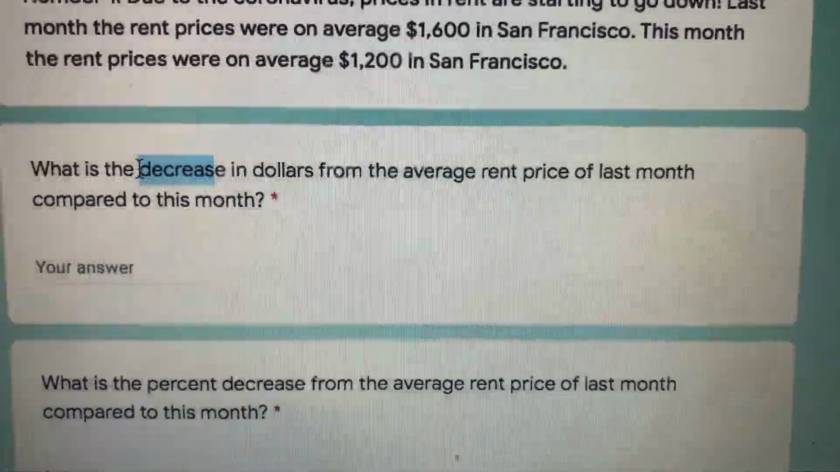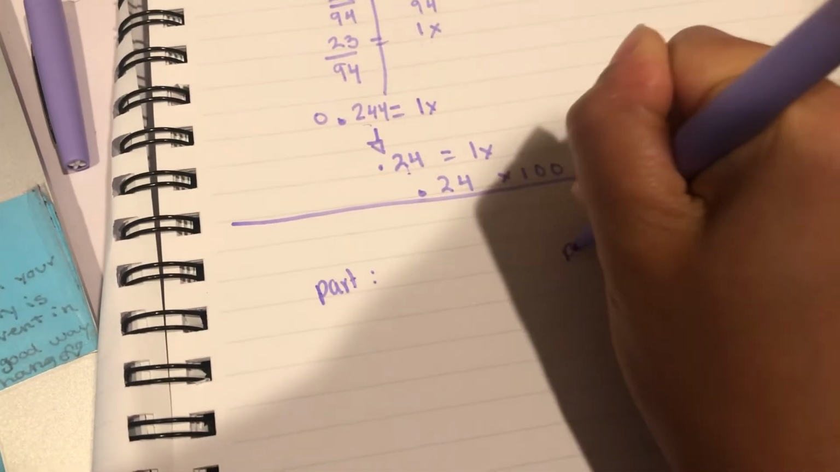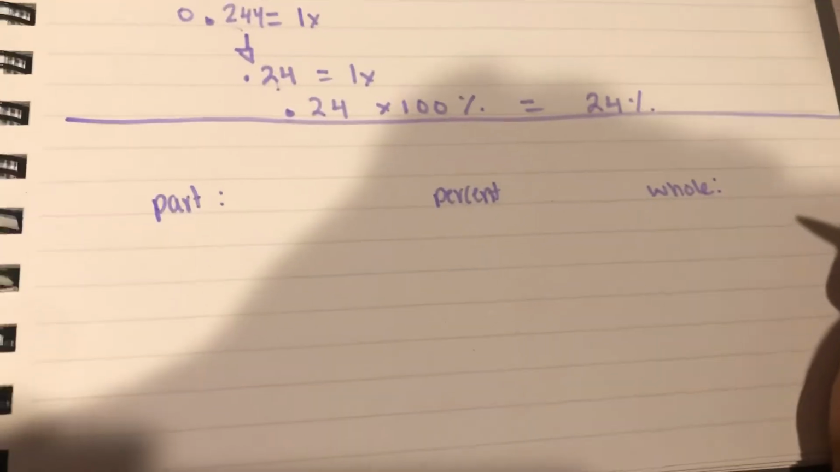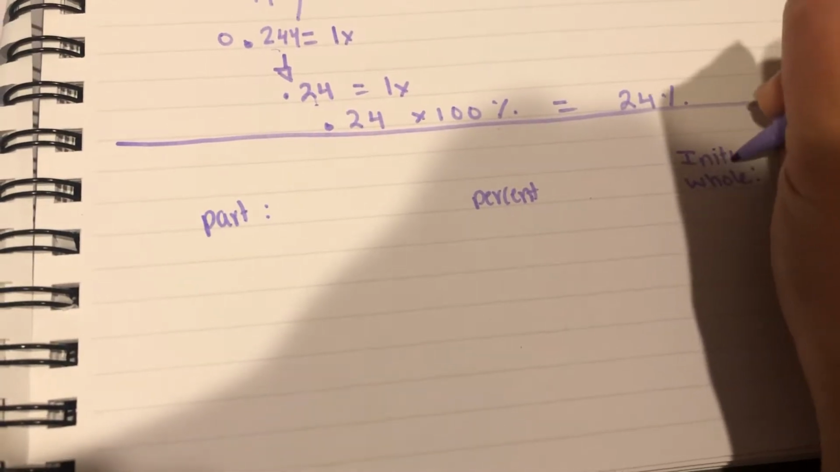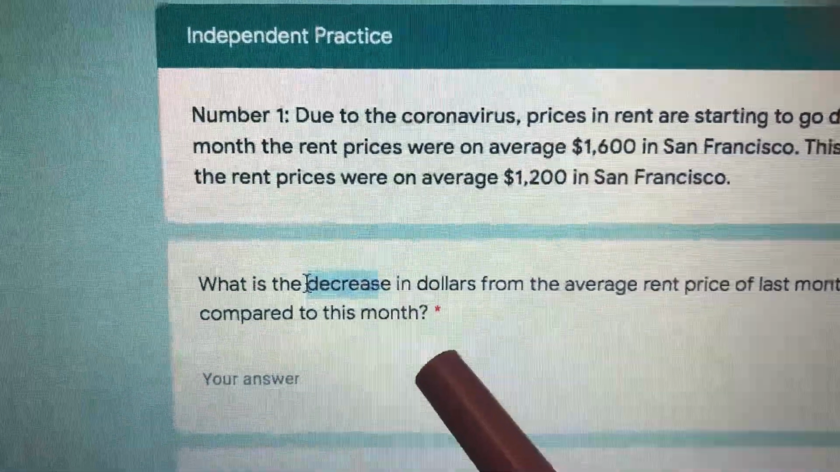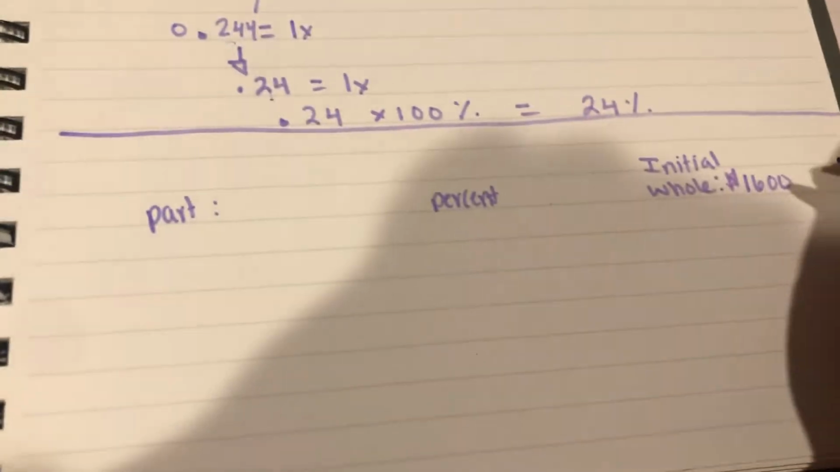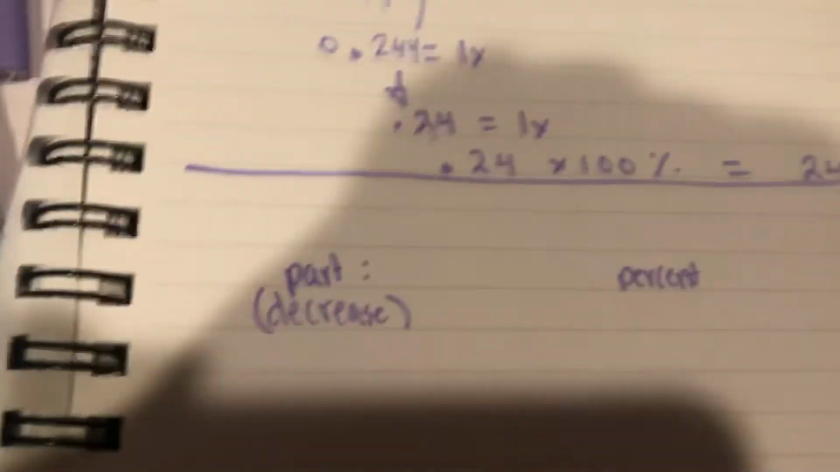Okay, so before anything, what I want to make sure you have before you send me your work is you have split up the part, the percent, and the whole. Now, what I told you before is the whole is always the original amount, right? We said the initial value. What did we start with? What we started with was originally $1,600, and now it went down. So the whole is $1,600. Now, if it asks you for the increase or the decrease, remember the part is actually going to represent the decrease, because that's what we're trying to find.